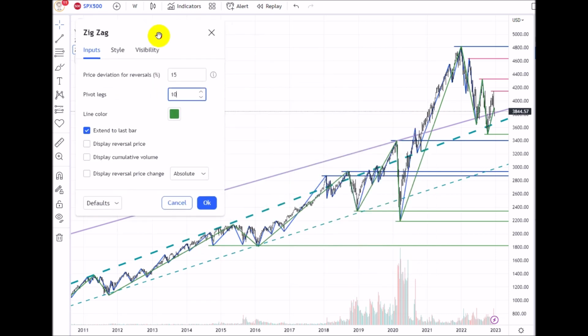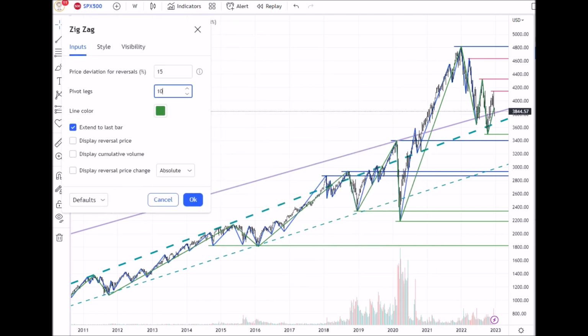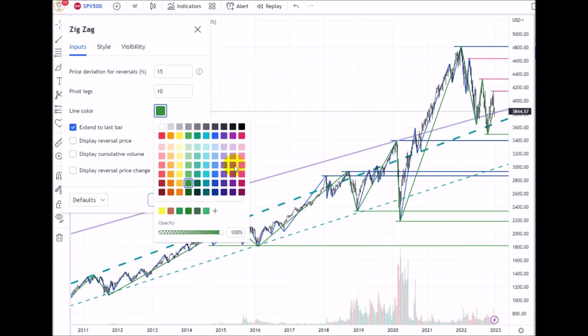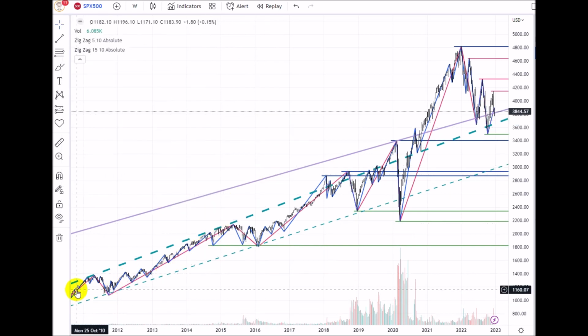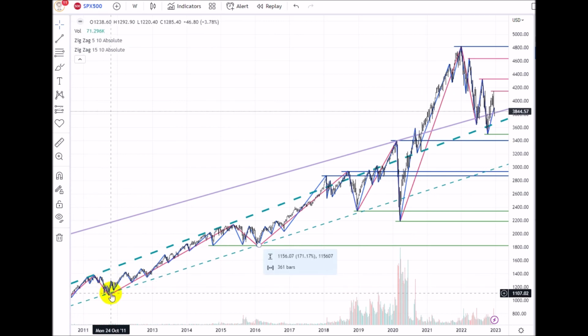Okay, now again, we move this out of the way. What I'm looking for are major pivots now. Let's change this to make it kind of a purply color. So what I'm looking for here is to catch major pivots. So is this a major peak? Yes. Is this a major low? Yes.